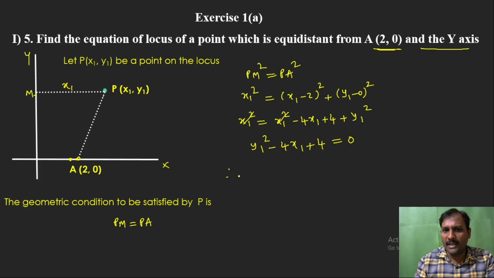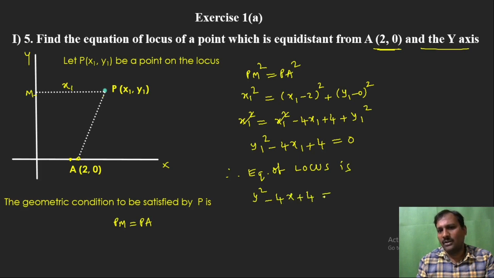So if you replace x1 and y1 by x and y, you will get the equation of locus. Therefore the equation of locus is y square minus 4x plus 4 equal to 0. Next question.